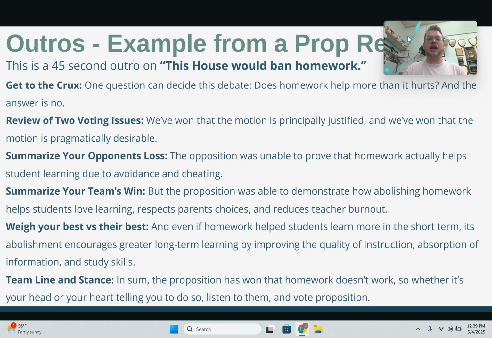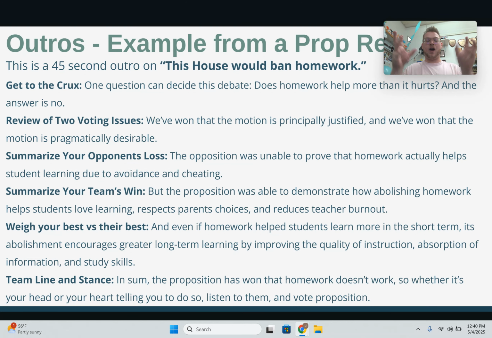The opposition was unable to prove that homework actually helps student learning due to avoidance and cheating. But we were able to prove that abolishing homework helps students love learning, respect parents' choices, and reduce teacher burnout. And even if homework helps students learn more in the short term, its abolishment encourages greater long-term learning by improving the quality of instruction, absorption of information, and study skills in students. In sum, the proposition has won, that homework doesn't work. So whether it's your head or your heart telling you to do so, listen to them and vote proposition.